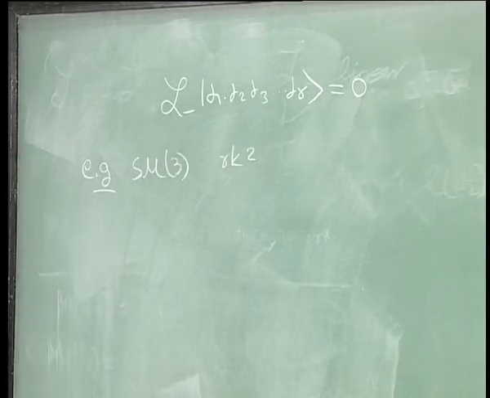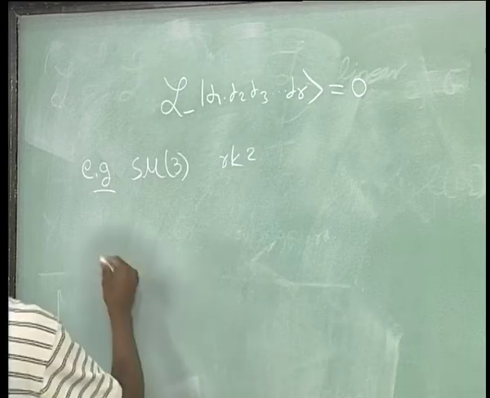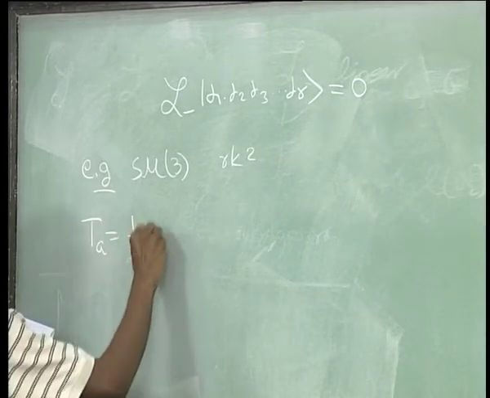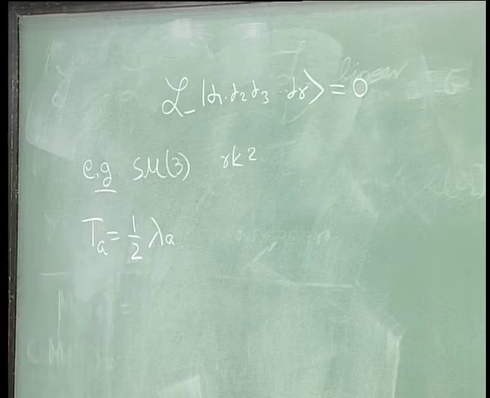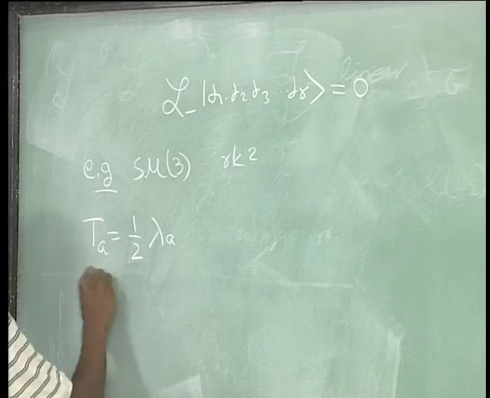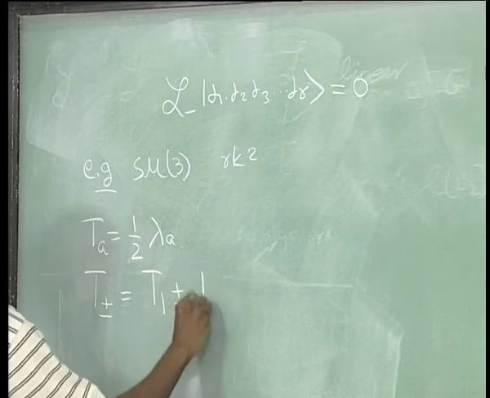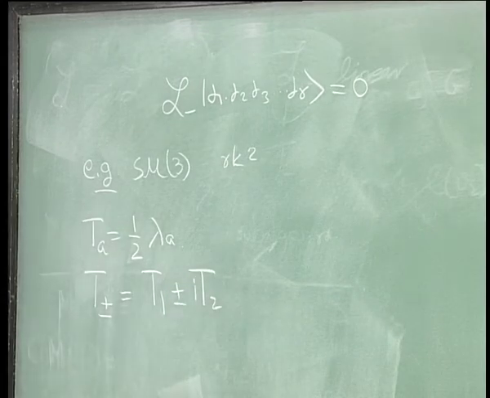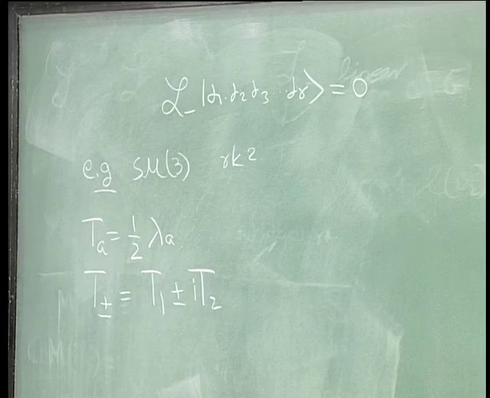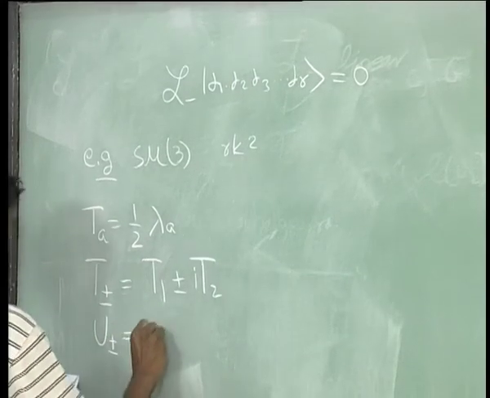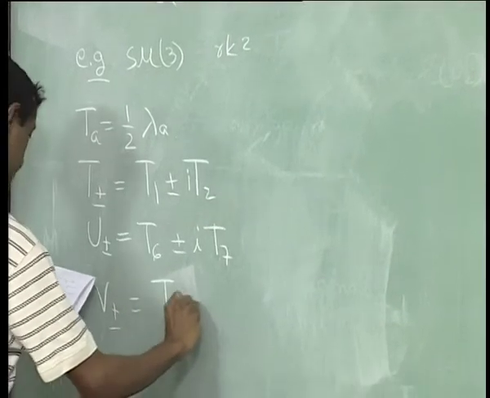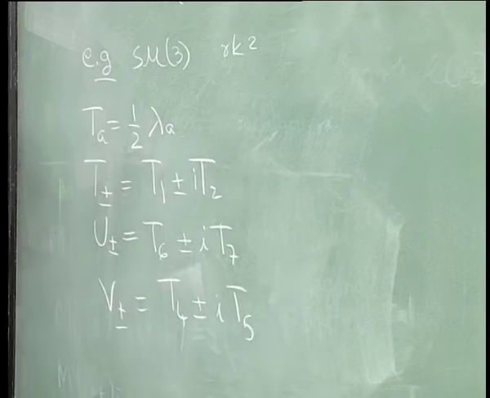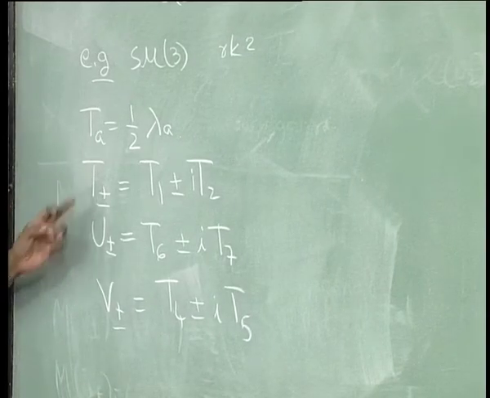So, the conventional thing is to choose, for instance, let me write out in terms of the, so one defines T_A to be half lambda_A. I am writing it out in the 3 by 3 representation, but it is true in general. You can abstract away in terms of the Lie algebra what it does. So, let me define T plus minus. If you look at this, this is just exactly like you did for SU2, because it is an SU2 sub algebra. So, these are standard conventions which people have. Okay. So, T plus, U plus and V plus.